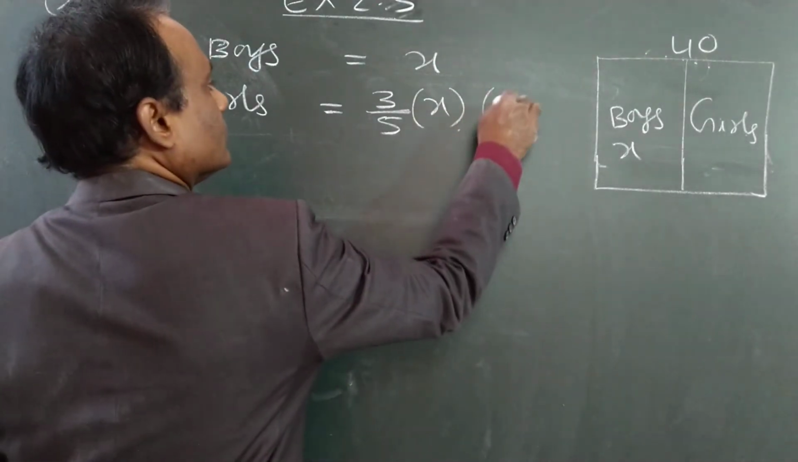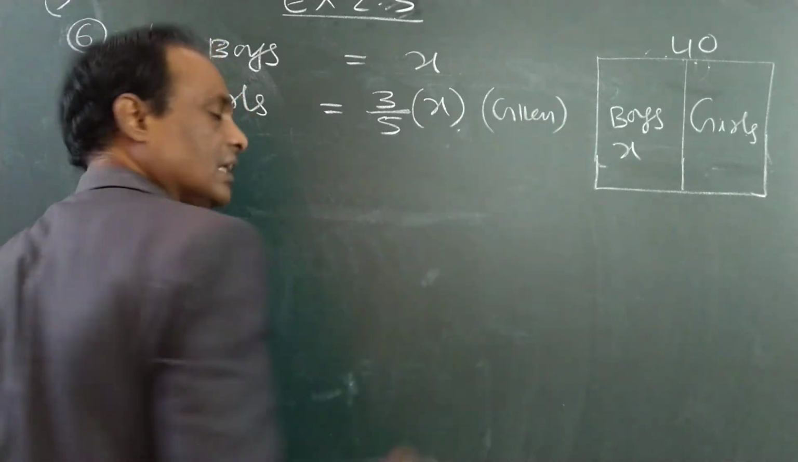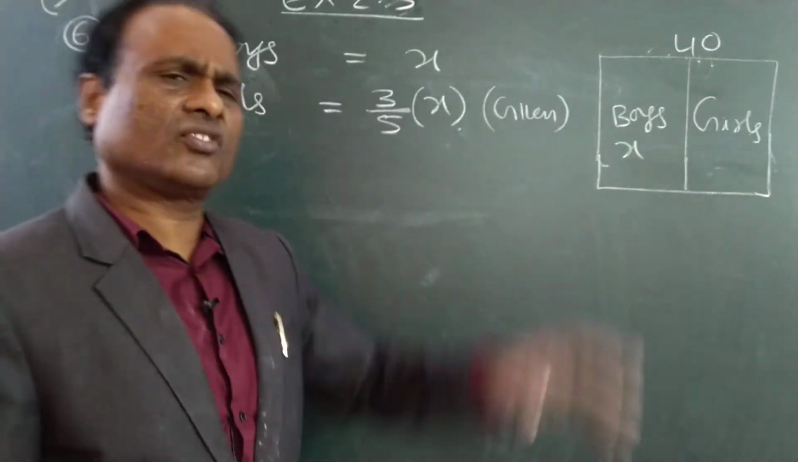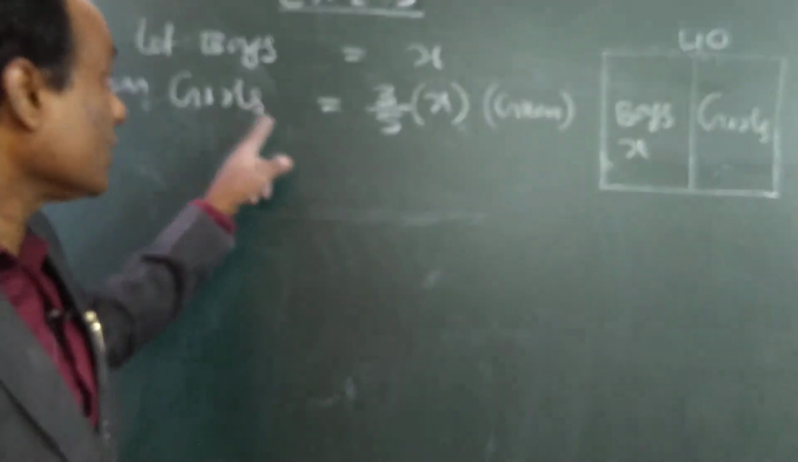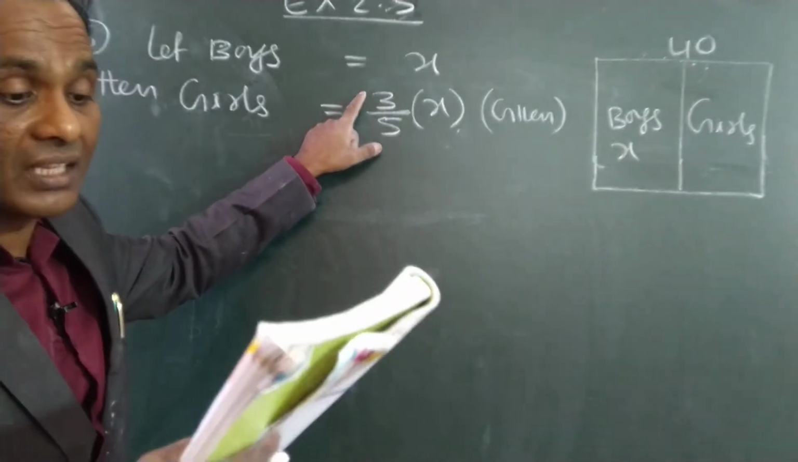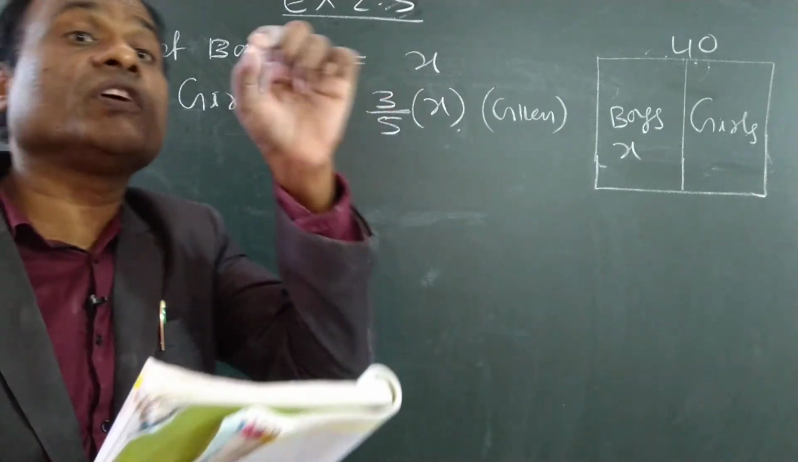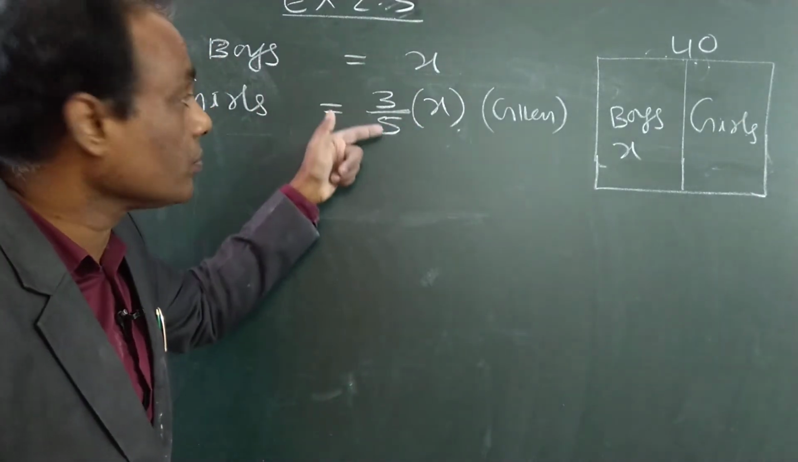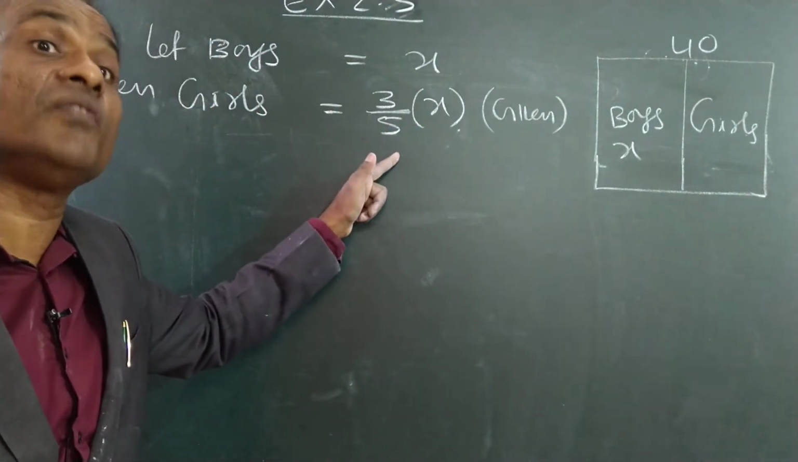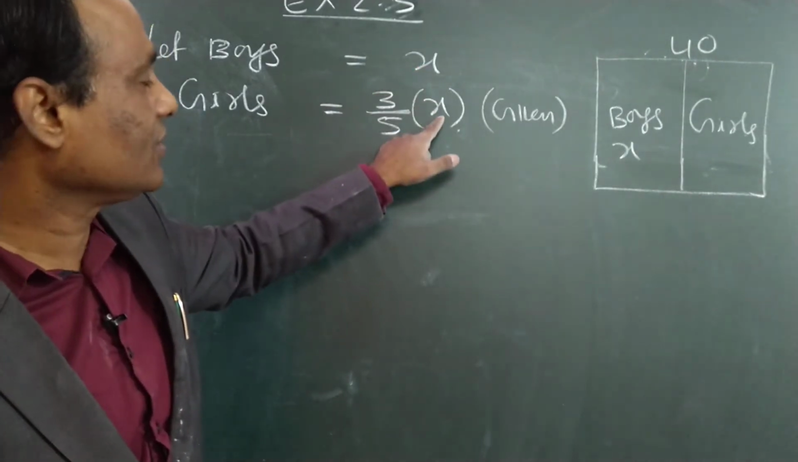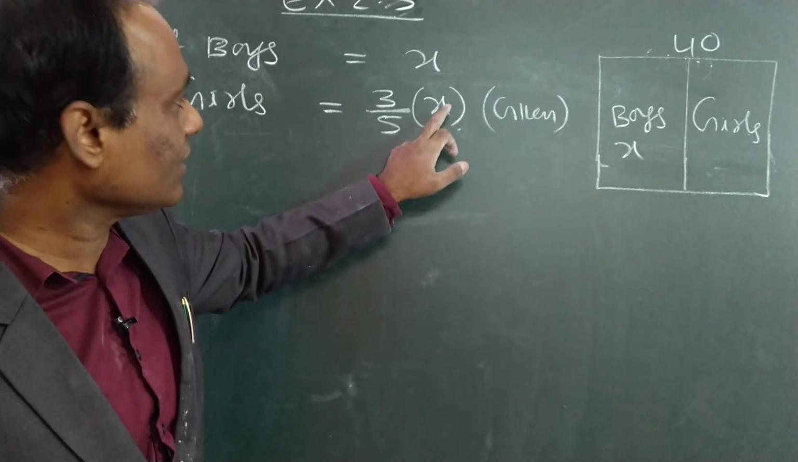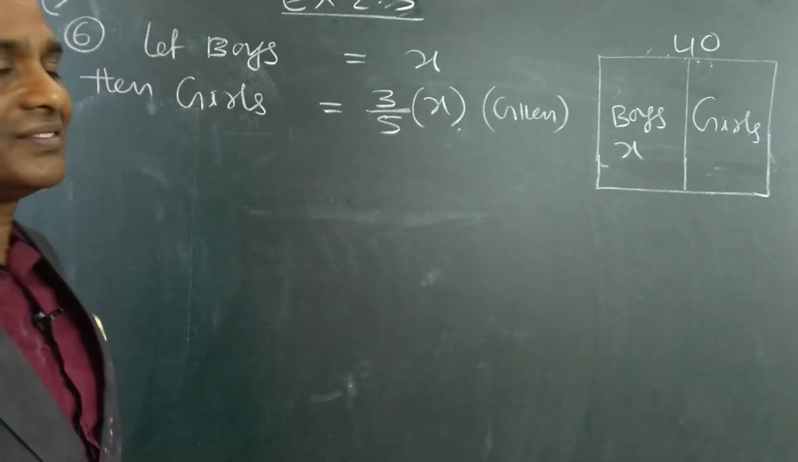It is given. Boys I am taking x. No doubt in that. But this is confusing. Number of girls are 3/5. Read the textbook. 3/5 means 3 by 5 of the number of boys. Whatever boys are there, in that 3/5 are the girls.